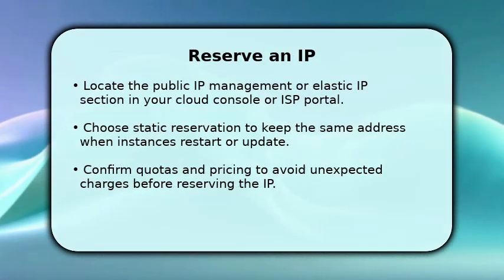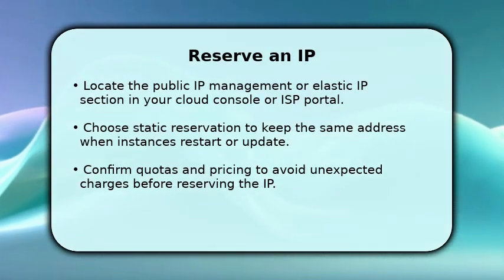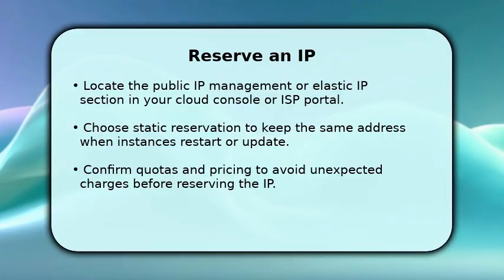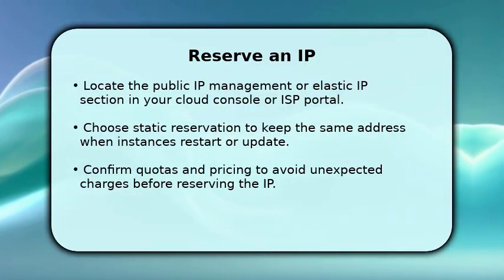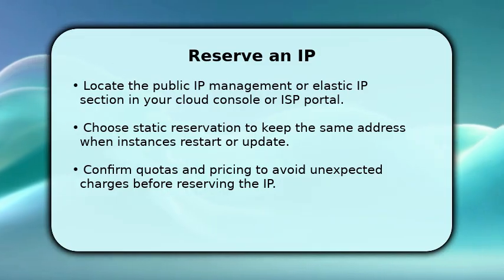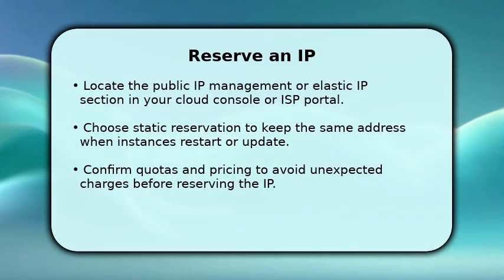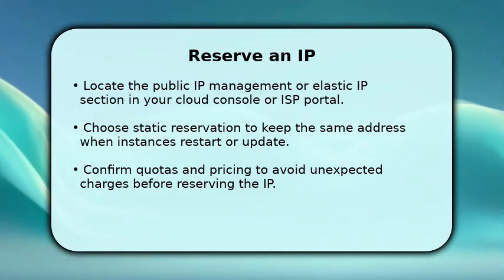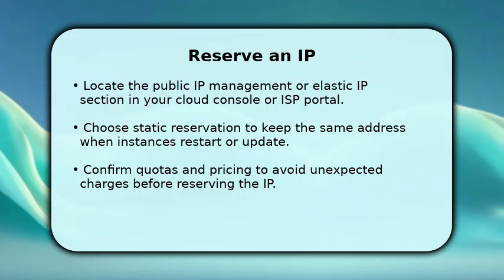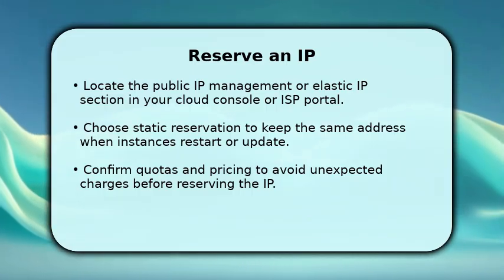Begin by opening your cloud console and finding the public IP or elastic IP section to reserve an address. Pick static if you need permanence, then confirm your account quota and any pricing differences. Click Reserve or Allocate and note the IP address allocation ID. Keep a record of this ID for later attachment steps and billing tracking, and check regional availability to ensure the IP can be used where your resources live.